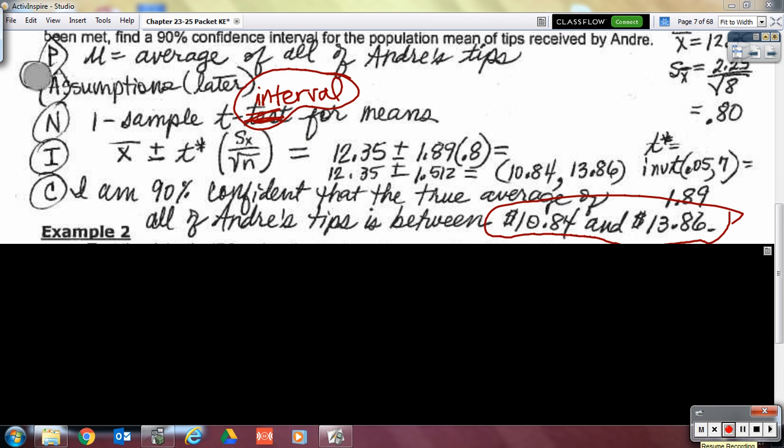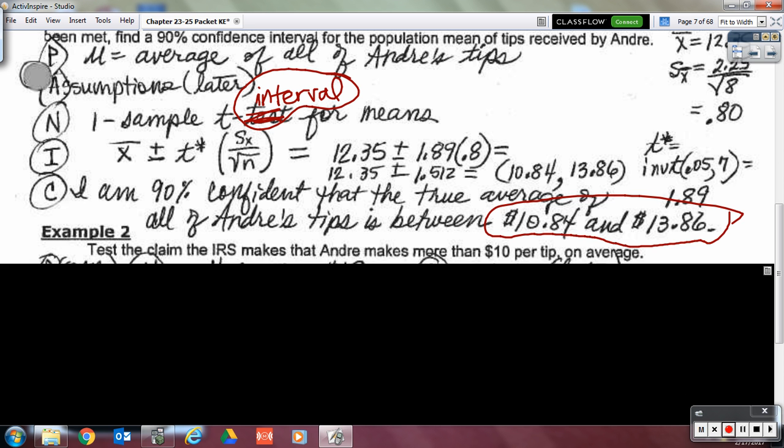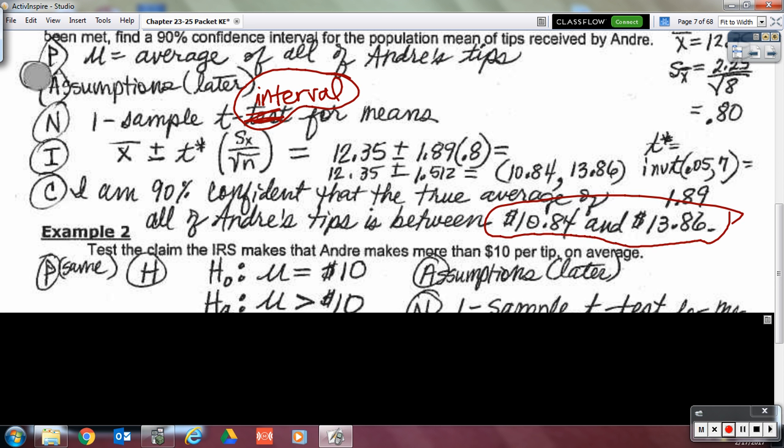Okay, so on page 3 from yesterday, we had made our interval from 10.84 to 13.86. We also discussed, when we run the test today, that Andre puts on his tax return that he averages $10 on his tips, but the IRS thinks that it should actually be higher. So our parameters are the same, but our null hypothesis is that mu is 10, and our alternative hypothesis is that mu is greater than 10.